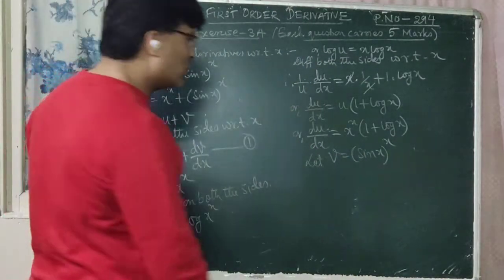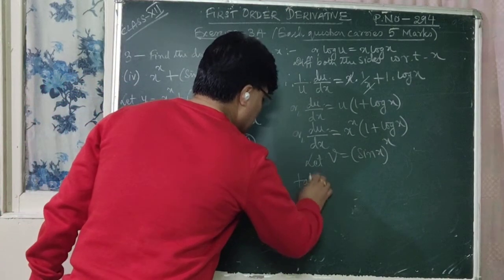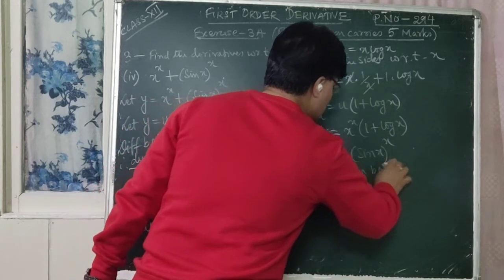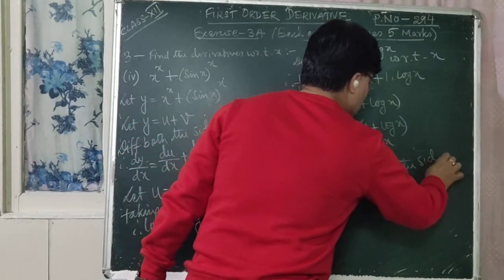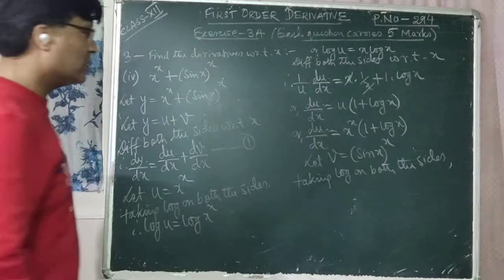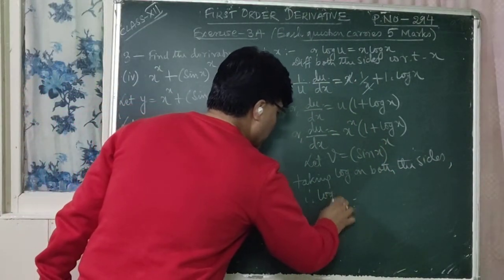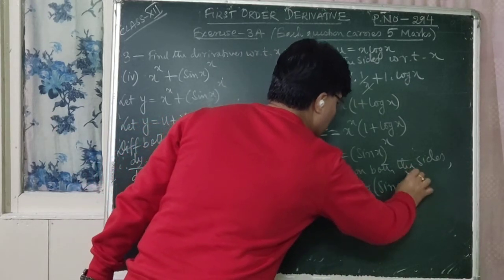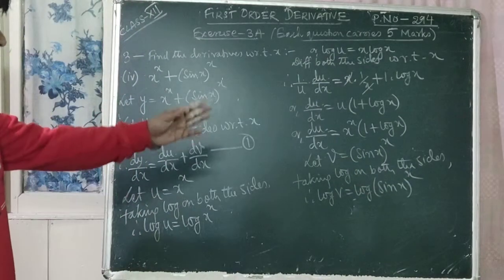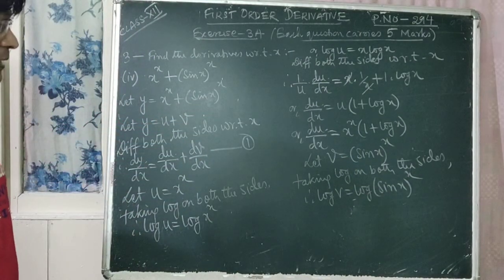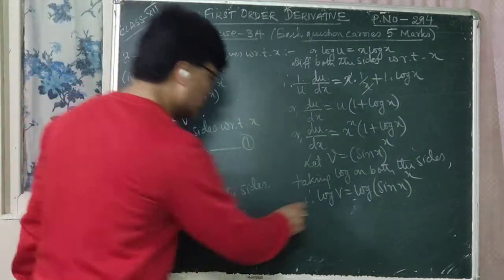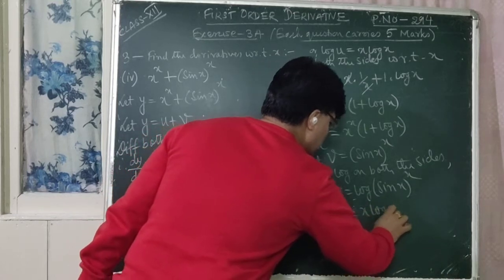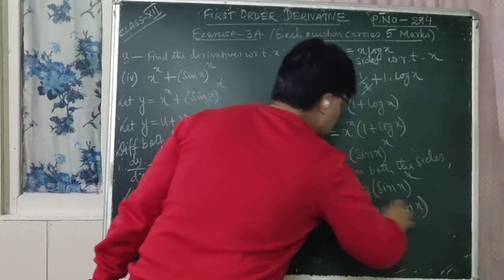Now here also you take log on both the sides. Taking log on both the sides. Okay. So therefore log v is equal to log of (sin x) whole to the power x. Now again, because of the log on the right hand side, the power x becomes a coefficient. That is, log v is equal to x log of sin x. Is that clear?